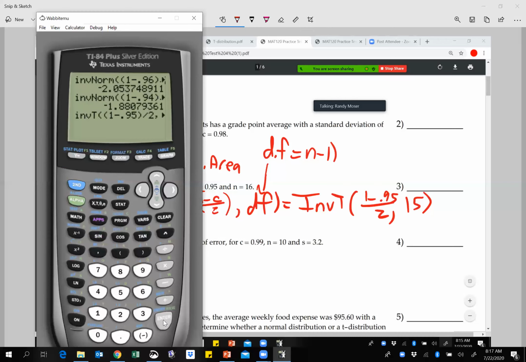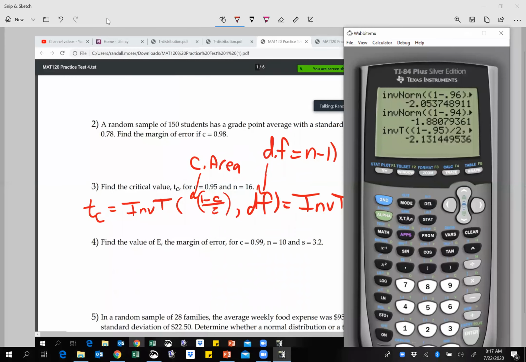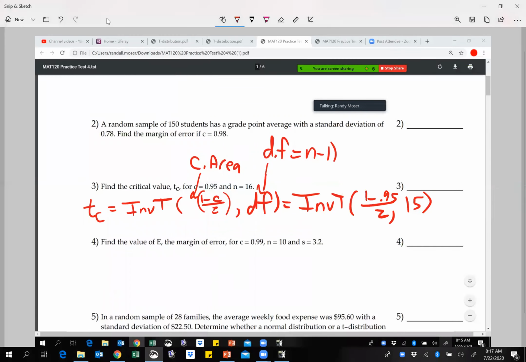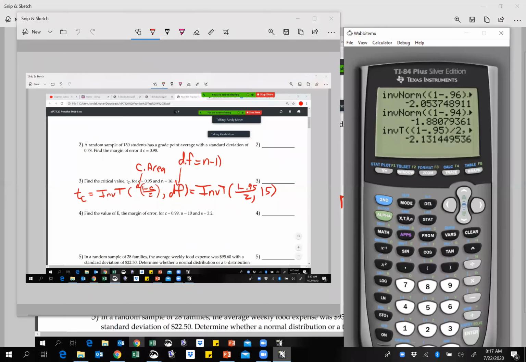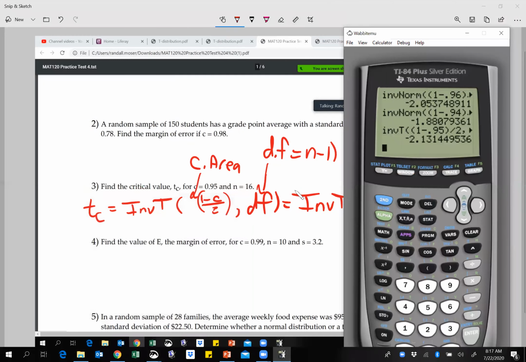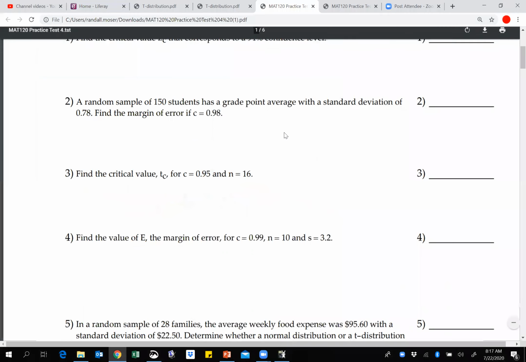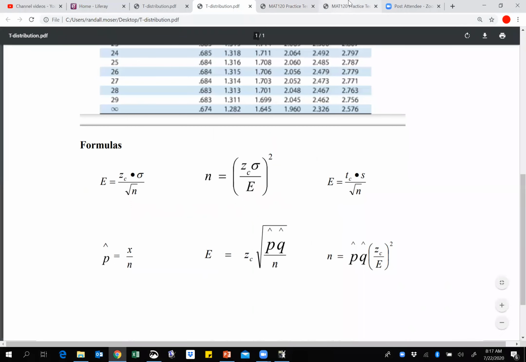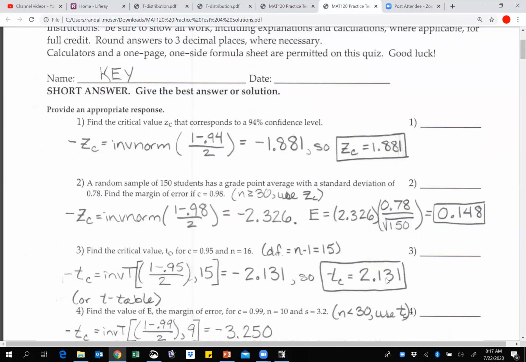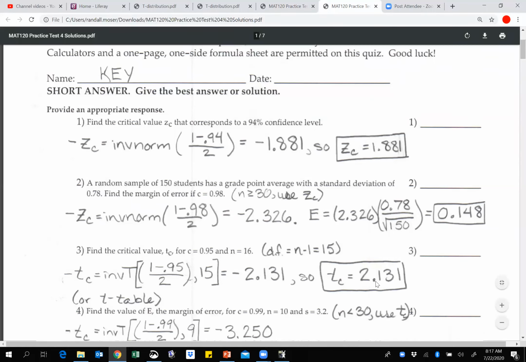You get that on the home screen. Go ahead and hit enter, and again, that'll give you the negative of the TC, but we want the positive. So just remember to switch the sign on this. So what we should end up getting is going to be 2.13. So that TC should be 2.1, and if you go to 3 places, it'll be 2.131.